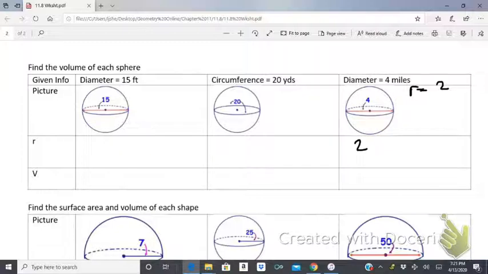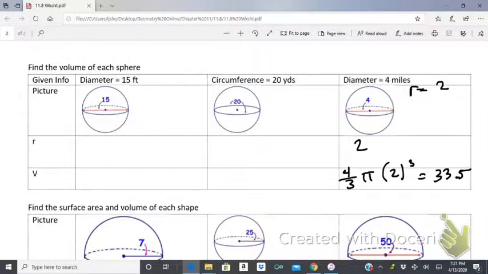So now we're going to look at the volume formula, so it's 4/3 pi times the radius cubed. So I'm going to type in my calculator 4/3 times pi times 2 to the third power. You got to hit 2 caret 3. When you do that, you end up getting 33.5. Right? So that's it for surface area and volume of a sphere.